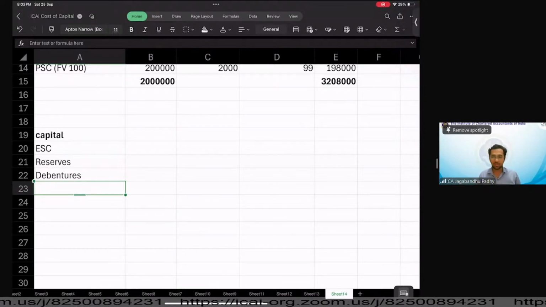You have to chat with CA Jagbandhu, not JB. JB was just for sharing the screen. Okay, Vibhor, I think you were not there yesterday.